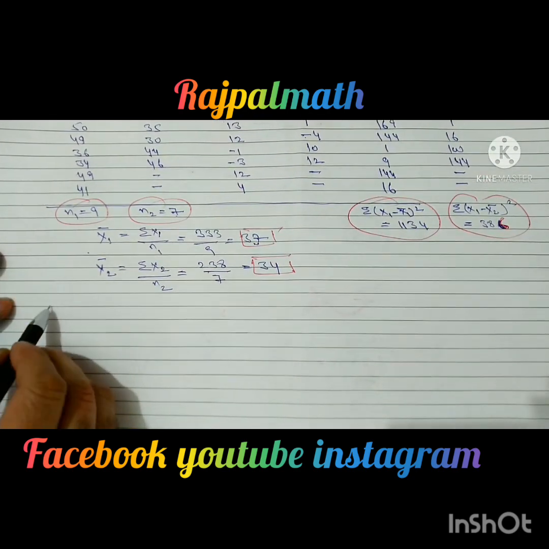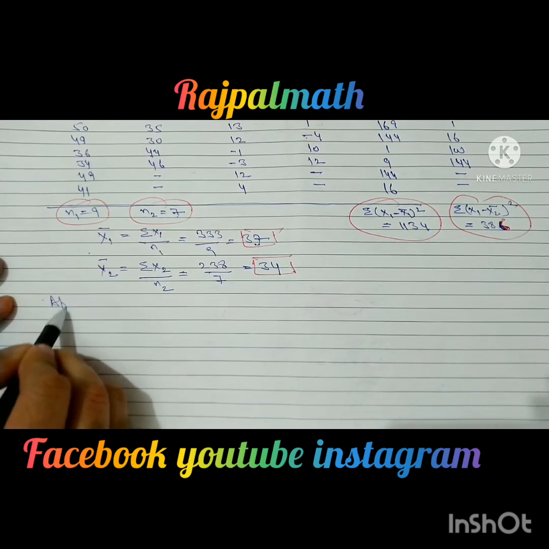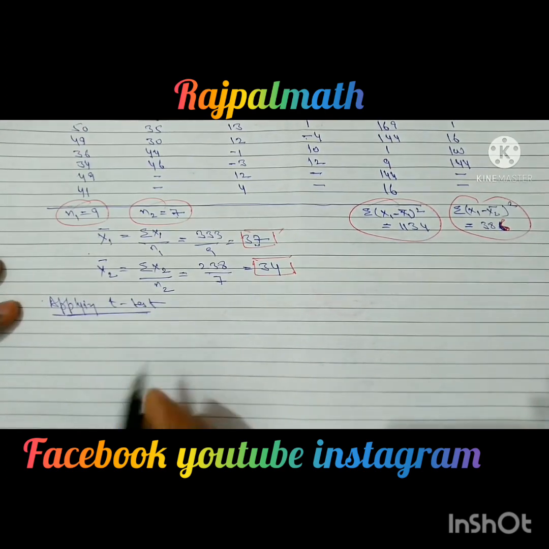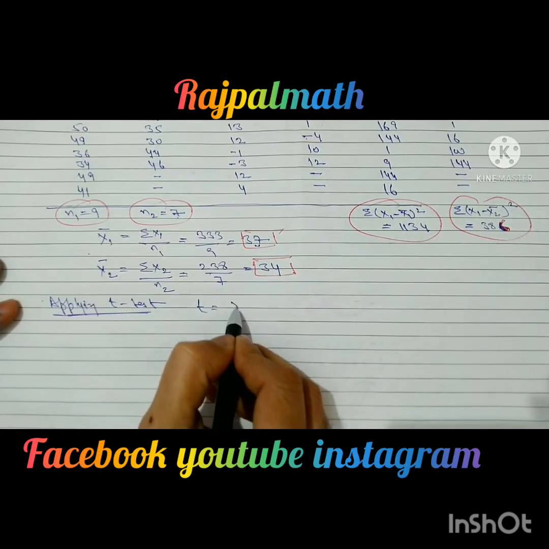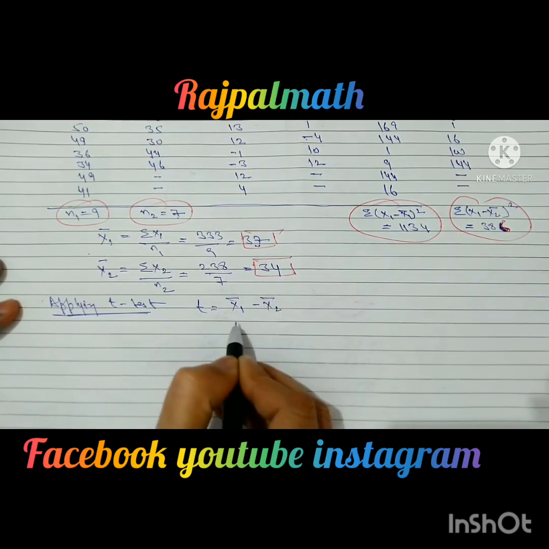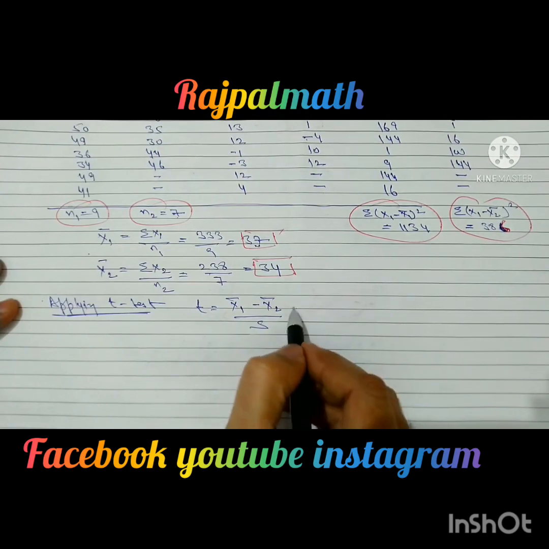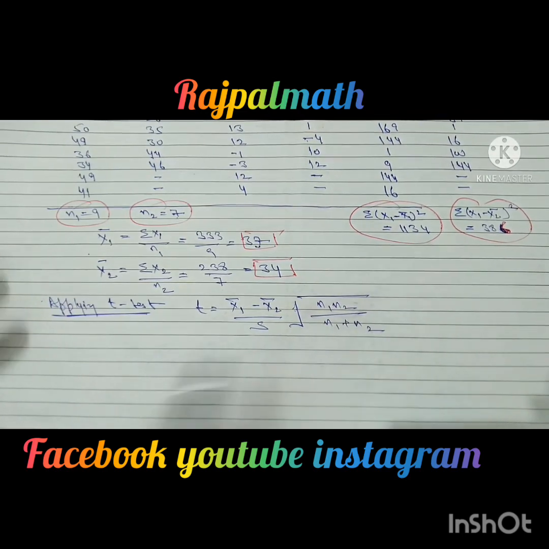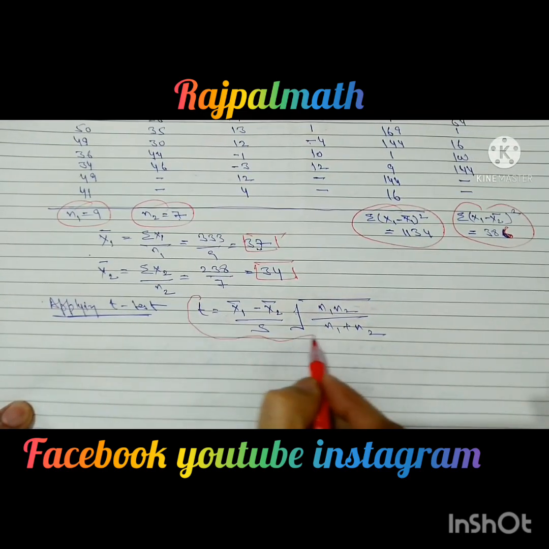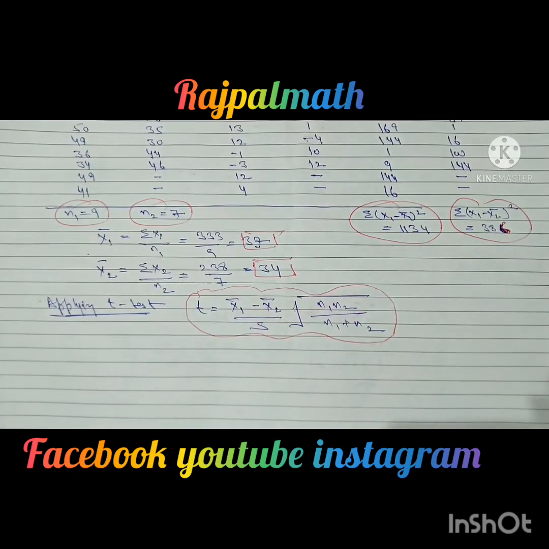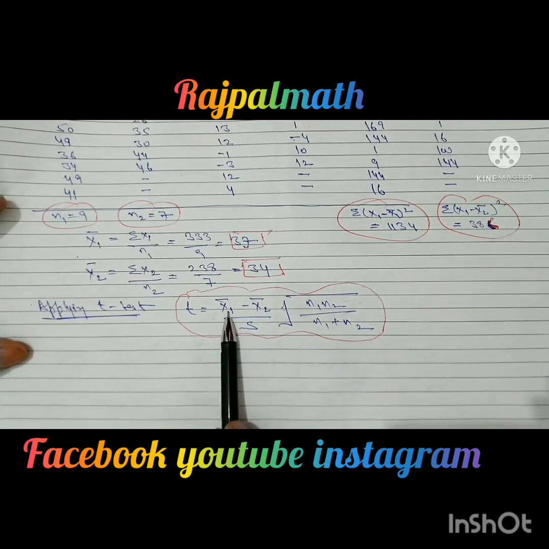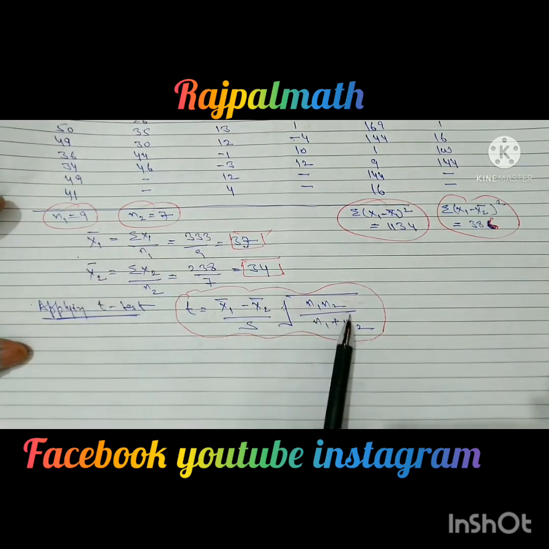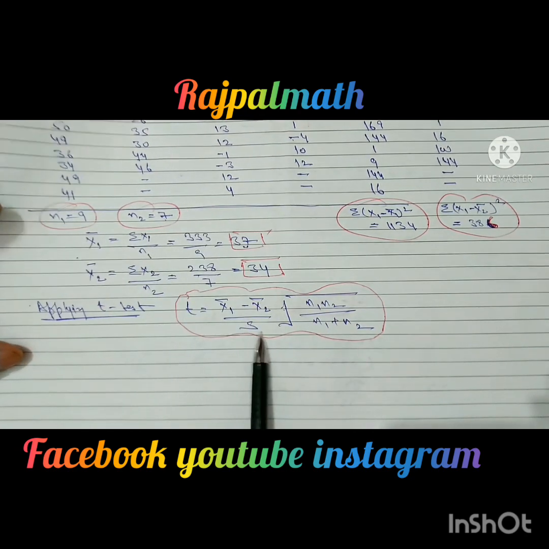Now calculate t, applying t test. Formula for t stat is t equals mean of first group minus mean of second group divided by standard deviation into under root n1 n2 over n1 plus n2. This is the formula for t stat. x1 dash is 37, x2 dash is 34, n1 is 9, n2 is 7. We need to calculate s, standard deviation, first.